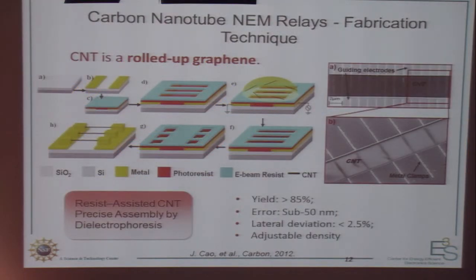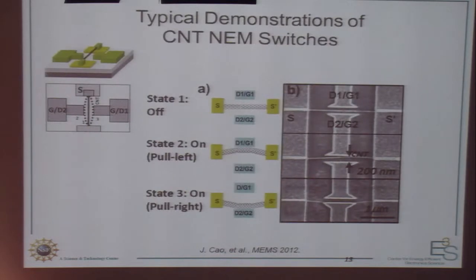And the result is that we have highly aligned, high-yield carbon nanotube arrays. We have high yield, error of sub 50 nanometers, and adjustable density. And she also successfully fabricated 3-state mechanical relays.